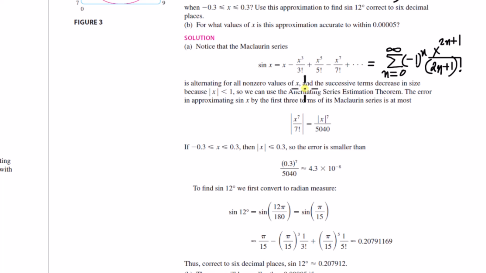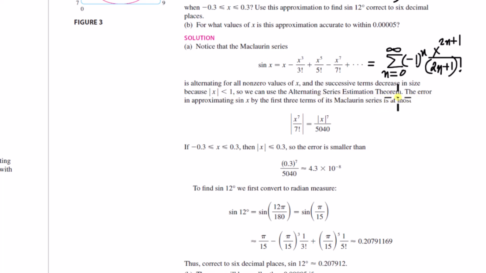Now, to qualify for the alternating series test, you need to have successive terms be decreasing in size. And this is the case when the absolute value of x is less than 1. And this is important because, with sine x, the radius of convergence for the series is all real numbers. So in general, you can't just apply the alternating series test here, but since we're restricted to this interval, it's okay. But in general, you'd have to do Taylor's inequality. But we're going to use the alternating series estimation theorem.